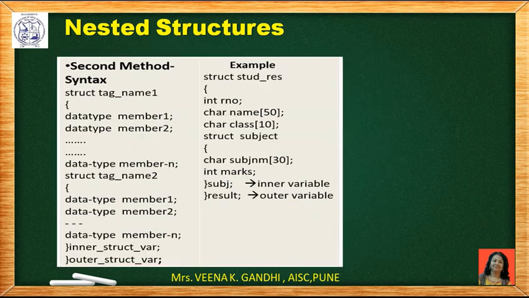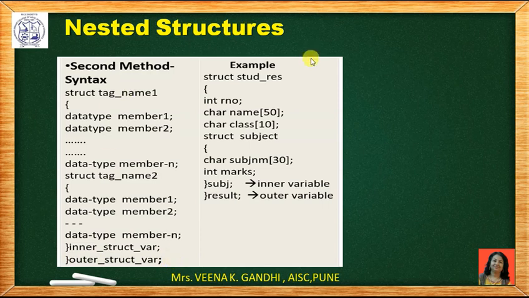Now the second method for defining a nested structure. In this, first struct tag name1, then define its own members, member 1 up to member n. Then inside the outer structure, we include the inner structure completely. So struct tag name2, then member 1, member 2 up to member n. Then close the inner structure and create the variable here only, of the inner structure. After that, close the outer structure and create the variable of the outer structure.